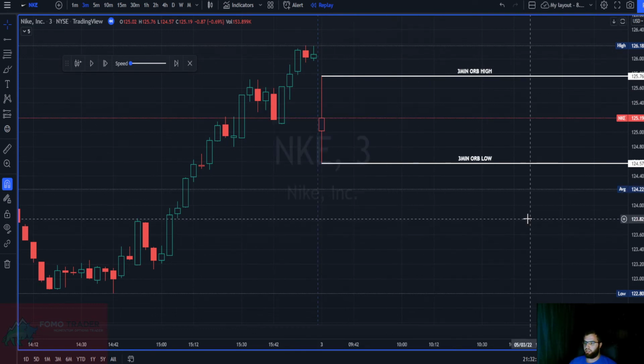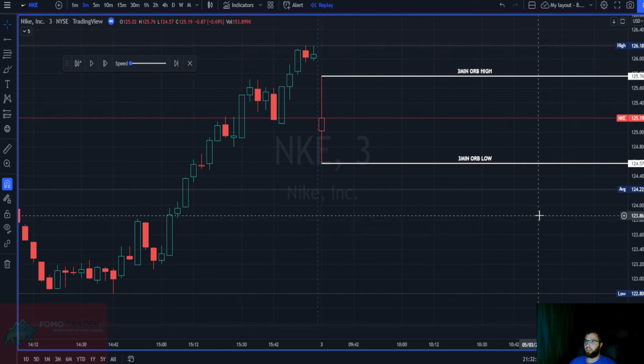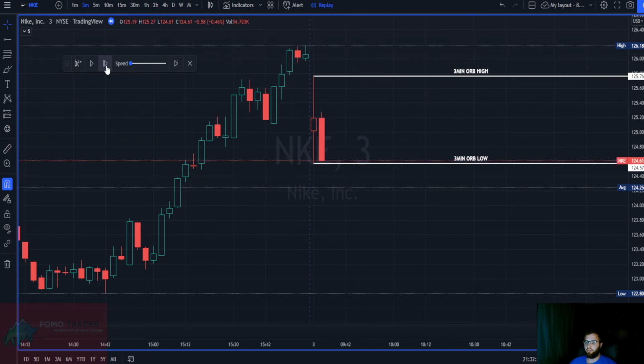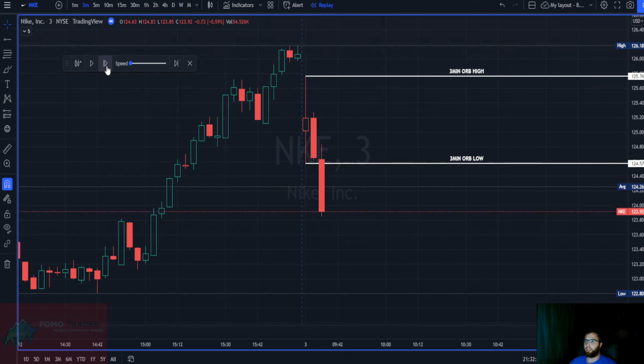So we would go ahead and set up an alert for price above 125.76. We would go long or enter calls, or we'd set an alert for price below 124.57 and go short and enter puts. So if we hit replay here, the second 3-minute candle does not break our ORB low. And then our third 3-minute candle does. And as we can see, the body itself closed below that ORB level line. So we would go ahead and enter that trade on a break of 124.57. But like I said, I would personally wait for the candle to close for confirmation.